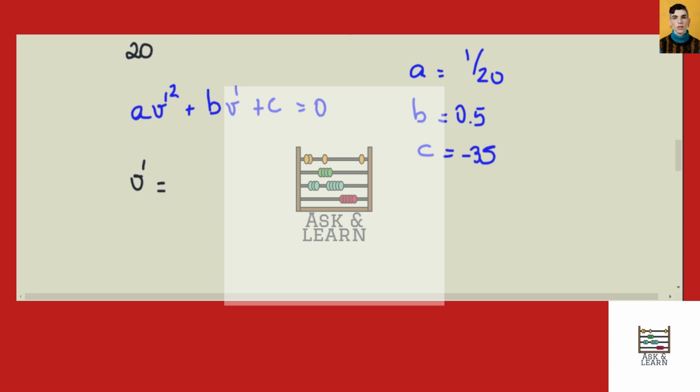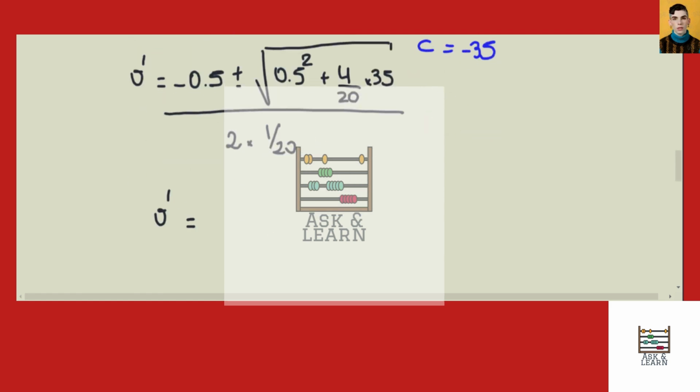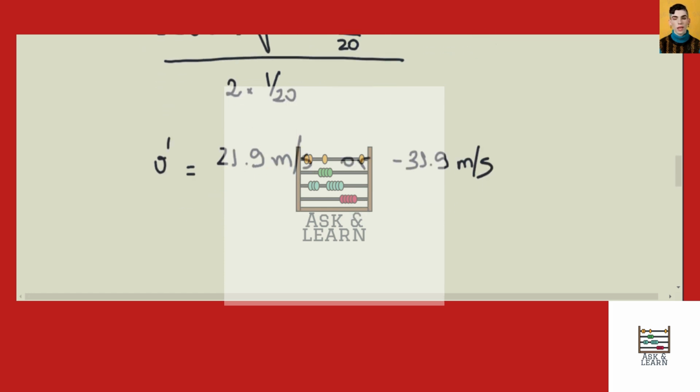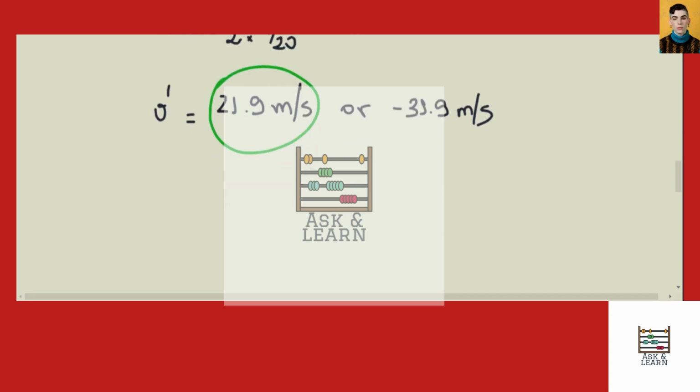And v prime is equal to minus b plus or minus the square root of b squared minus 4 times a times c, divided by 2 times a. So v prime is equal to 21.9 meters per second, or minus 31.9. And if we stick with the positive velocity, we get that this is the maximum velocity possible.